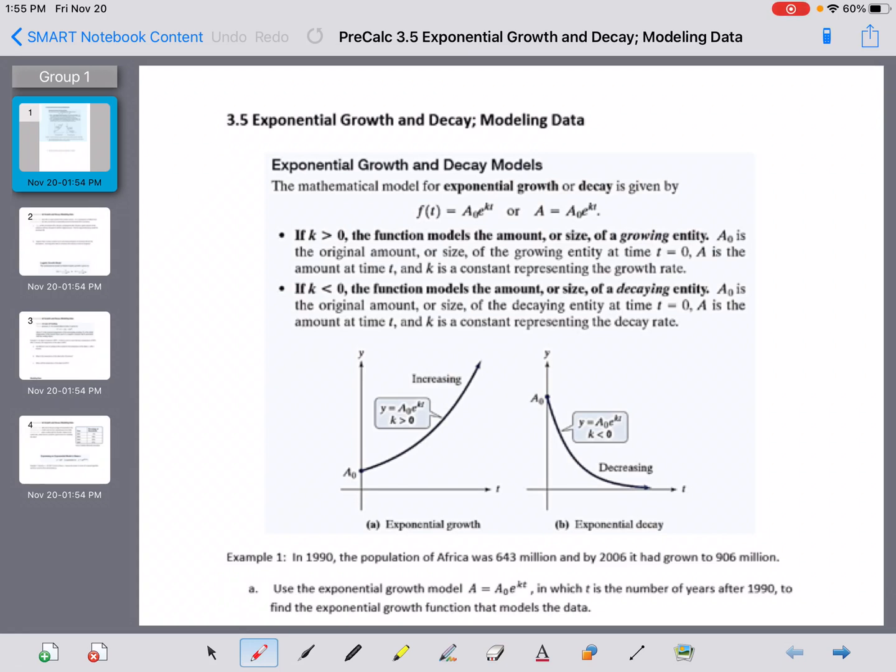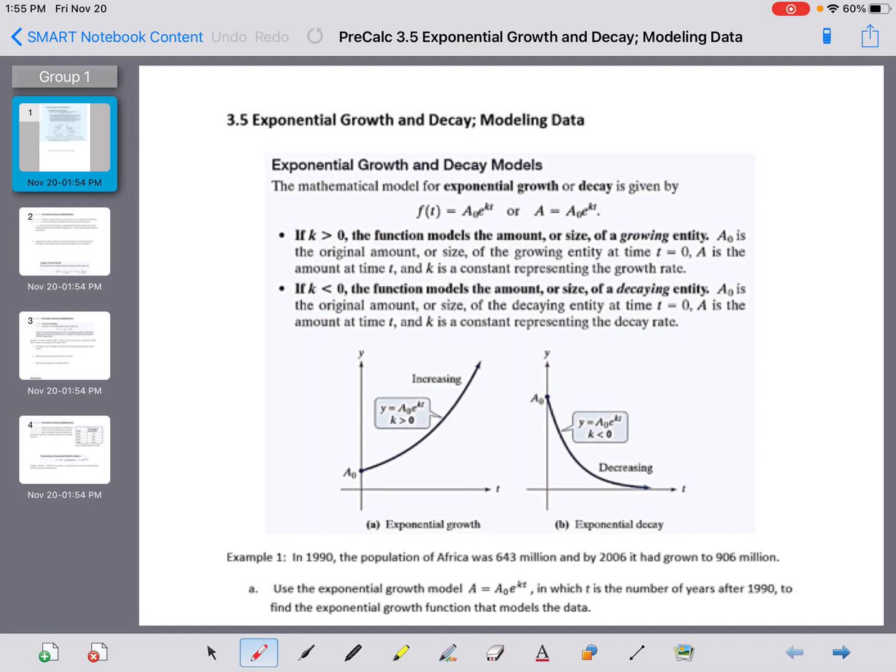Okay, PreCalc, the last section of Chapter 3, 3.5, Exponential Growth and Decay, and our favorite word, modeling data. So you're right, it's story problems, finishing up our chapter. As much as we hate story problems, it really does bring home why we learn different concepts, so that we can see where they might be used in real life, okay?